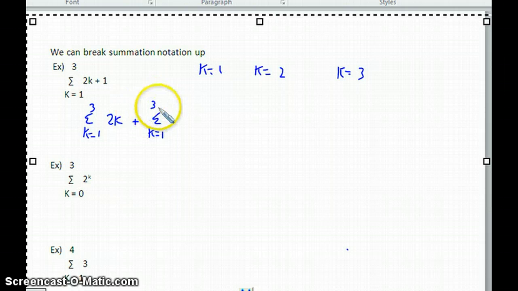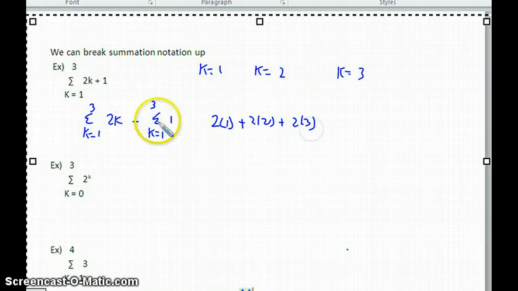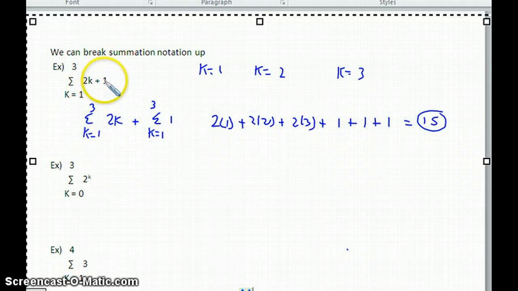I think for a problem like this, that would take a lot longer to do, because you'd have to do 2 times 1 plus 2 times 2 plus 2 times 3, and then you'd have to say, okay, for k equal to 1 you'd have to do plus 1, for k equal to 2 you'd have to add another 1, and for k equal to 3 you'd have to add another 1. And you'd get 15 like we did on the previous couple problems, but that way I think is going to be much longer than if you were to just do it like we did in the previous examples. So you can break summation notation up. I don't think that it's wise to do that for this problem though.